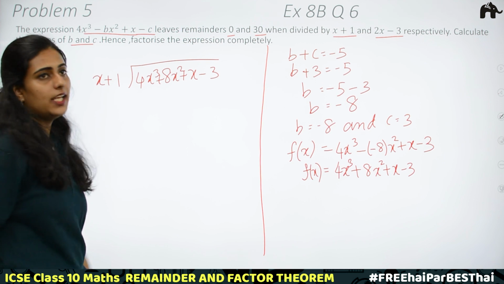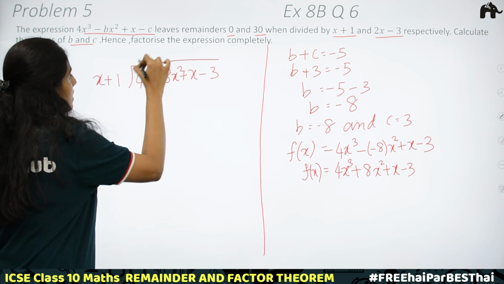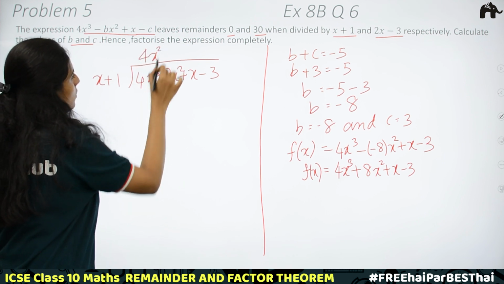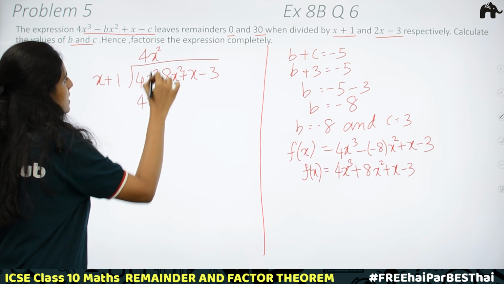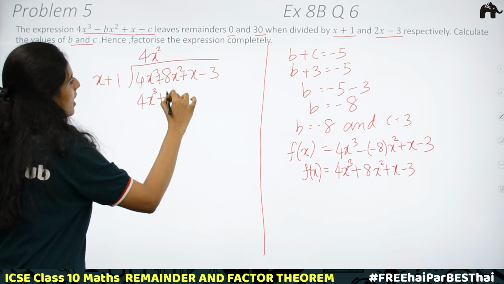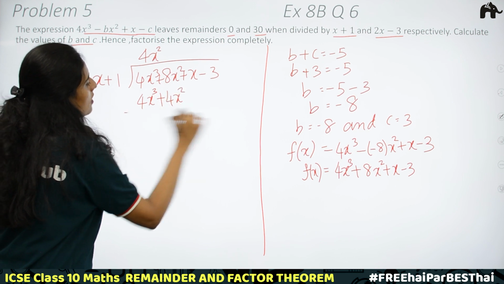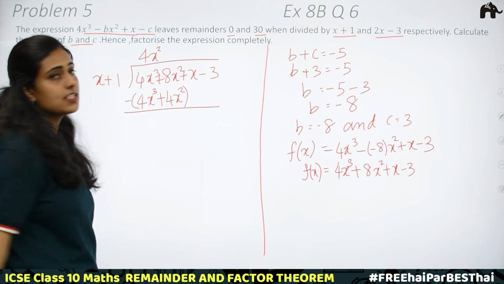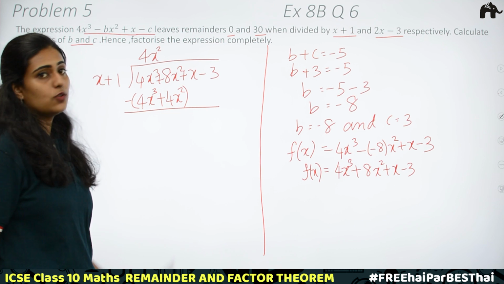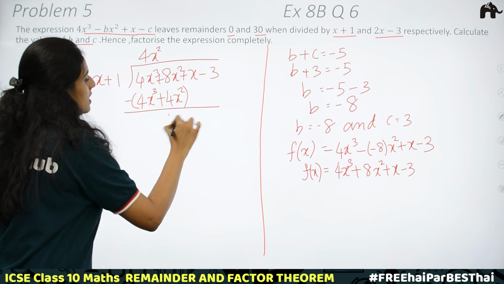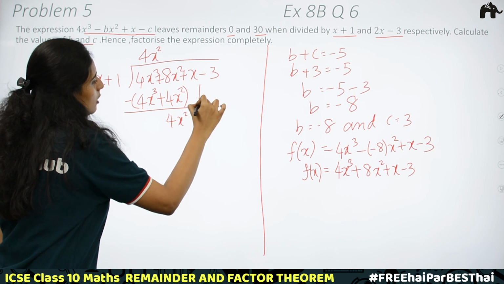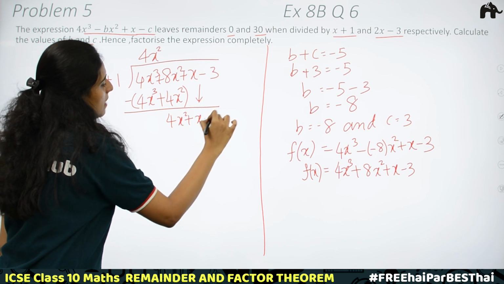4x cube is obtained when x is multiplied with 4x square. Okay, 4x square into x is 4x cube plus 4x square into 1 is 4x square. On subtracting this, what do we get? 4x cube minus 4x cube is 0. 8x square minus 4x square is 4x square. Taking them down, we have plus x minus 3.